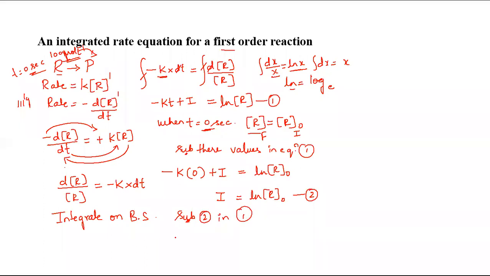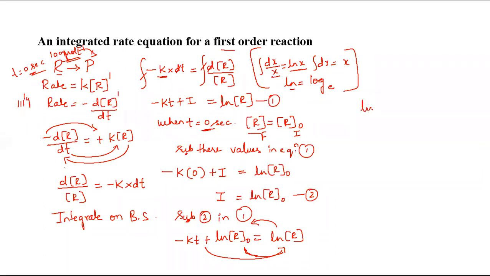Then what am I going to get? Minus kt as it is, plus I, which means ln r naught, is equal to ln r. Okay, when I substitute the I value in equation 1, I get this. Let us rearrange this. Take kt to this side, the minus becomes plus, and then send ln r towards the left hand side. Then what am I going to get?